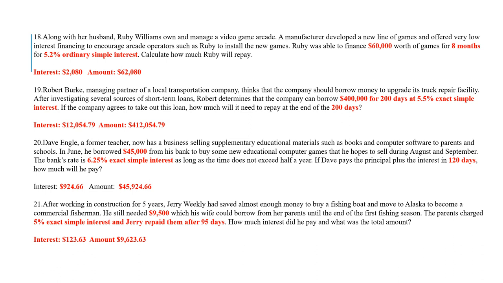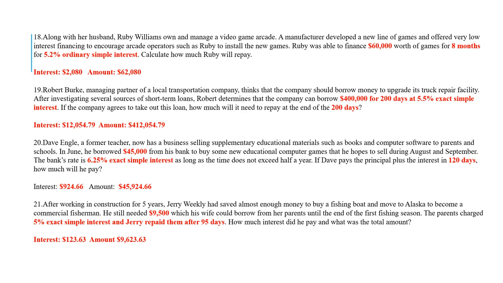Question 19, your principal is 400,000, 200 days, at 5.5% exact simple interest. I've helped you to highlight this. Exact interest is 365 days. So you take your principal times time, which is 200 over 365 times 5.5%. You will get your interest. Repay would be the total amount, which is 412,054.79. Whenever you see repay, it's always the future value, the final amount, principal plus interest.